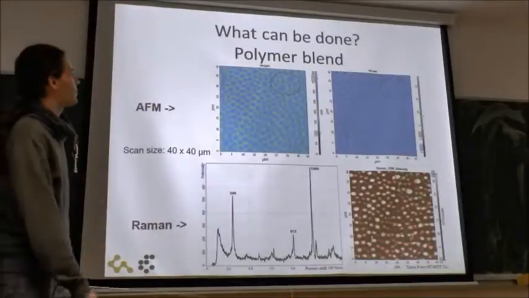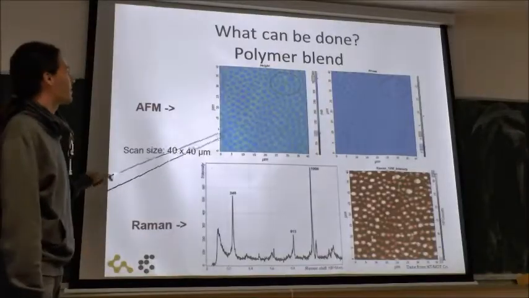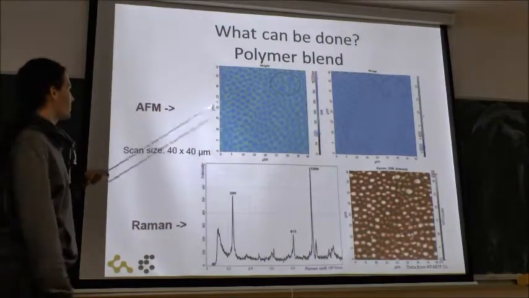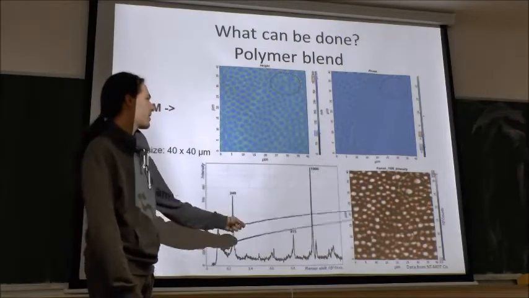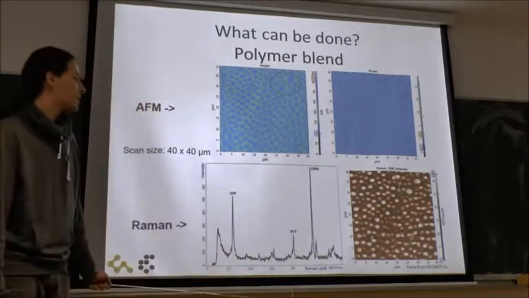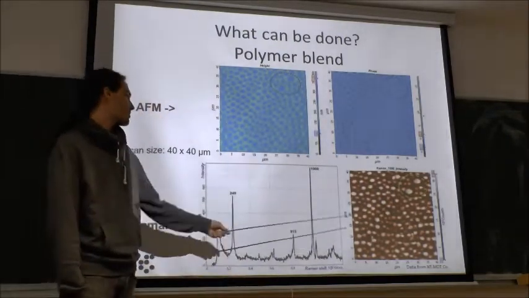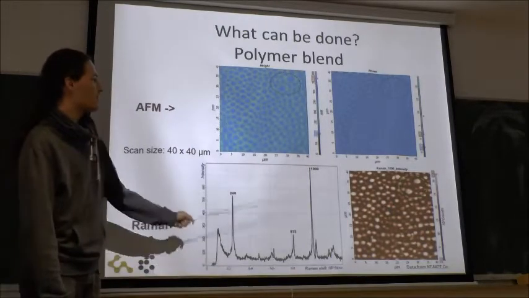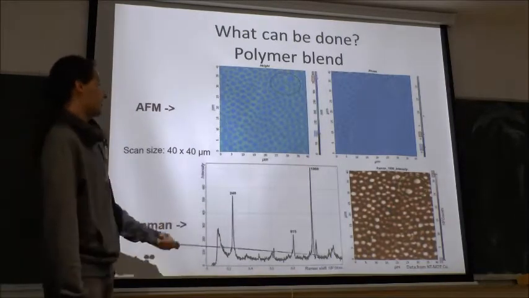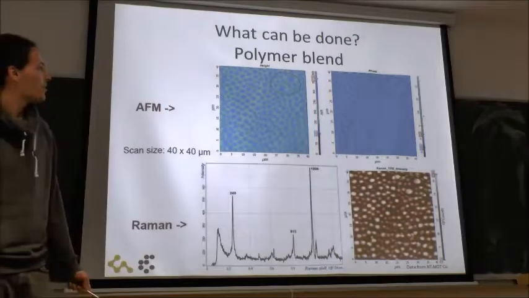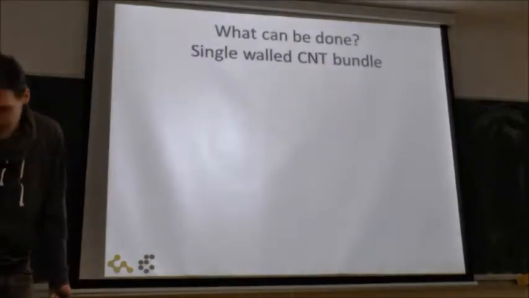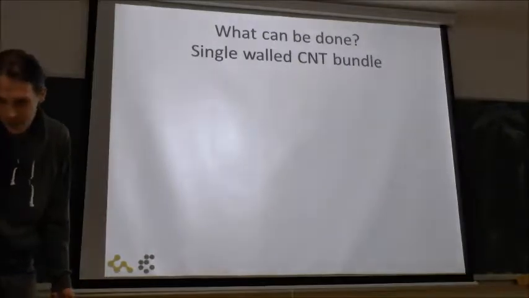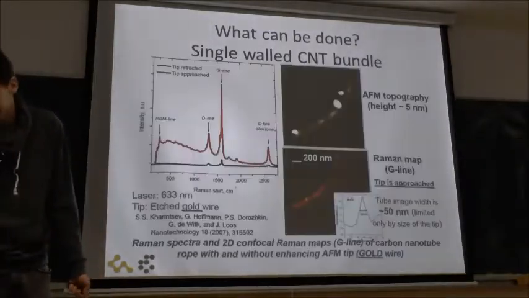It can also be used for the polymer blend. We have, let's say, a blend of polymers in the AFM, and then we obtain the AFM and the Raman images at the same time, and we see whatever is interesting for us. And nothing can be done without the carbon nanotube these days.